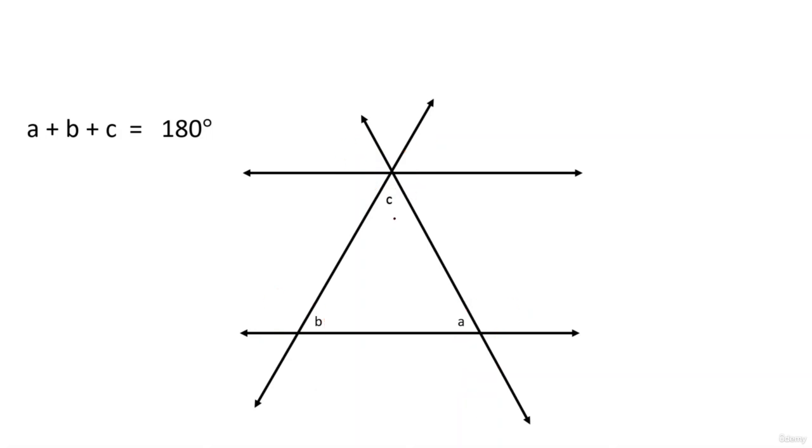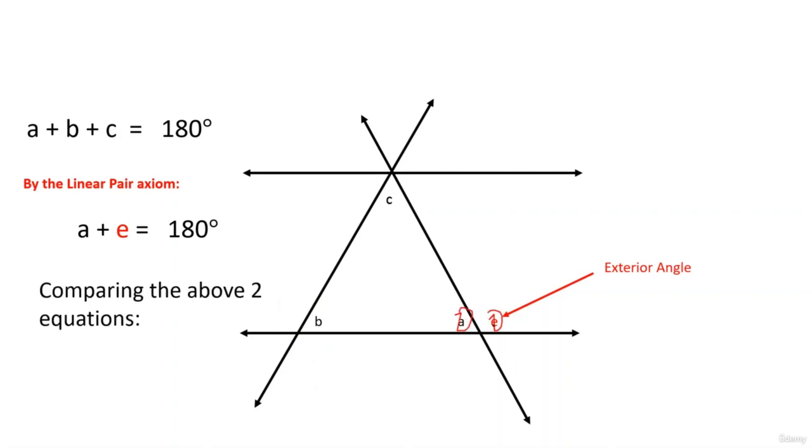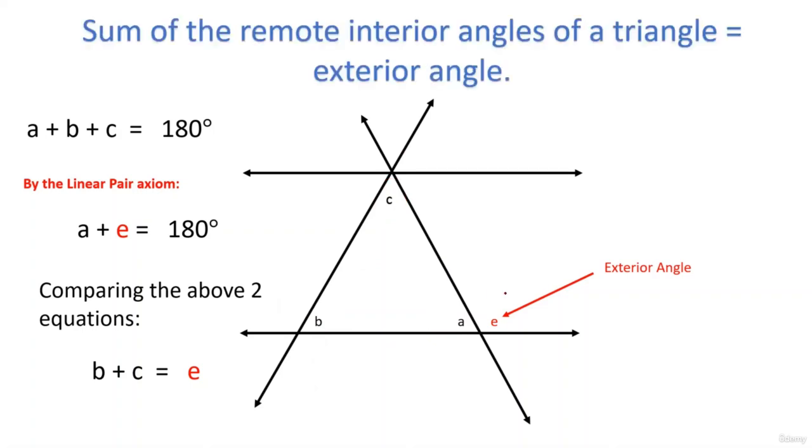For simplicity, I'm dealing with E right now, the exterior angle. And by the linear pair axiom, I can say that the sum of A and E, guys, will be 180 degrees, right? And now if I compare the above two equations, or if I subtract them, I'll get B plus C is equal to E. That means the sum of these two angles, B plus C, gives you the angle E here, right? This is called the exterior angle property.